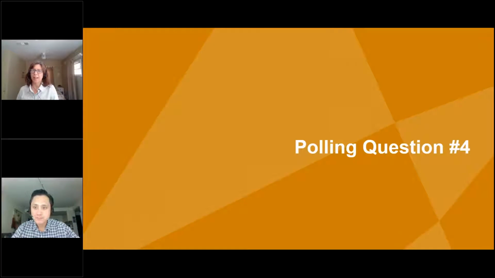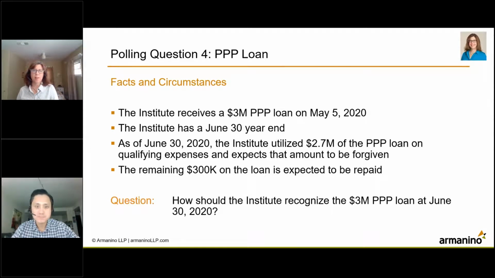And I think we have our fourth and final polling question. We do. So in this one, an institute receives a $3 million Paycheck Protection Loan on May 5th. The institute has a June 30th year end. As of June 30, the institute utilized $2.7 million of the PPP loan on qualifying expenses, and they expect that full amount to be forgiven. They expect the remaining $300,000 to be repaid. So how should the institute recognize the $3 million loan as of June 30th, 2020?